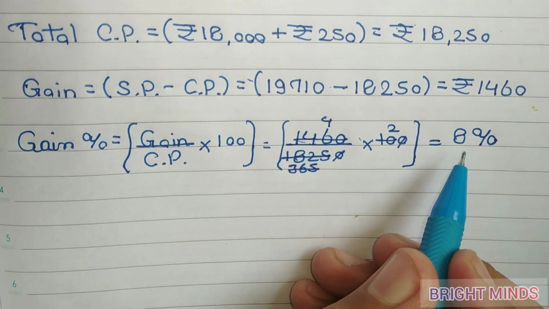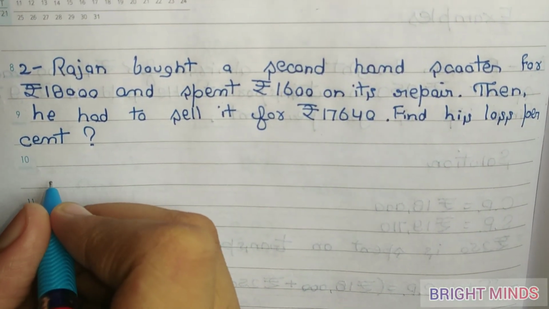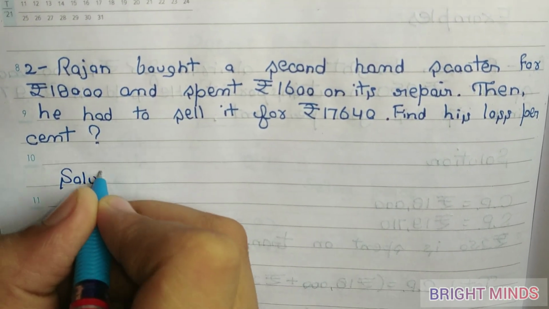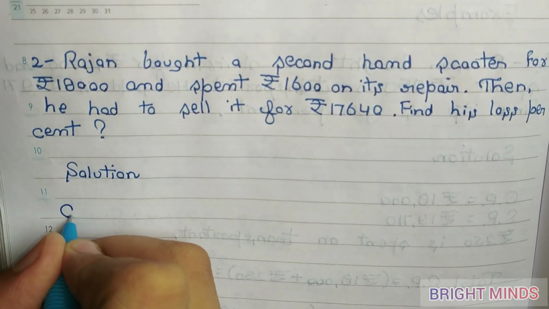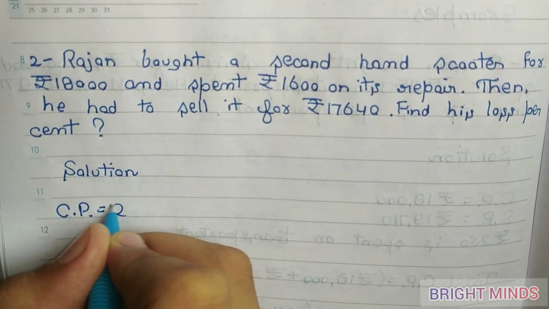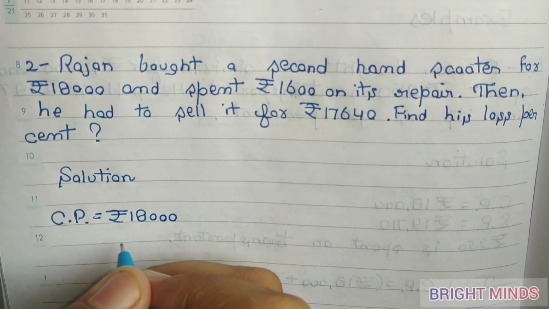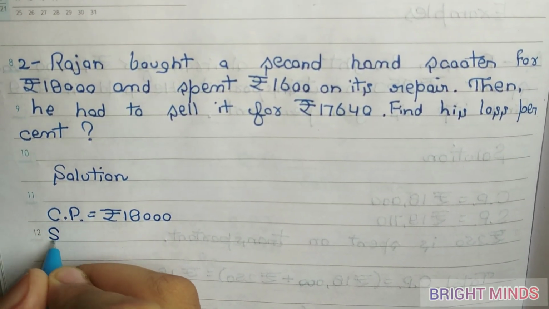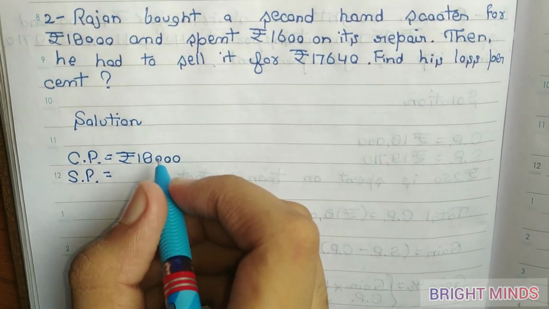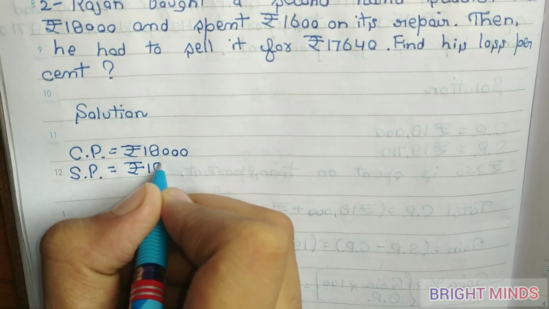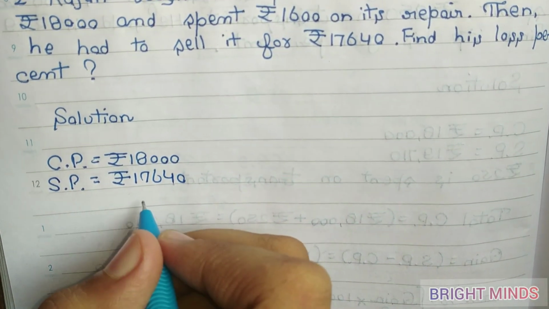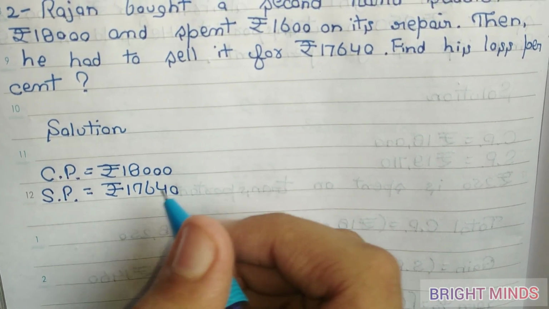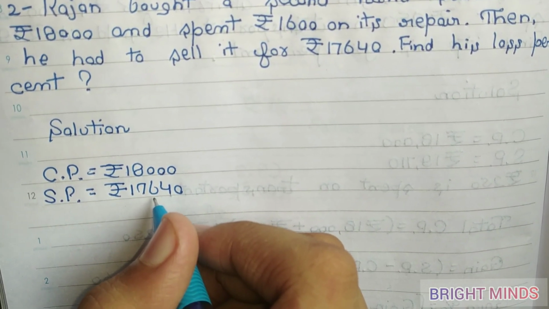Now we are going to do example number 2. So I am going to do the solution. Our CP is equal to rupees 18,000. Why is this our 18,000? Because the money we spent is known as CP, and our SP is equal to rupees 17,640. Why is this our SP? Because we have sold it to another person for rupees 17,640.